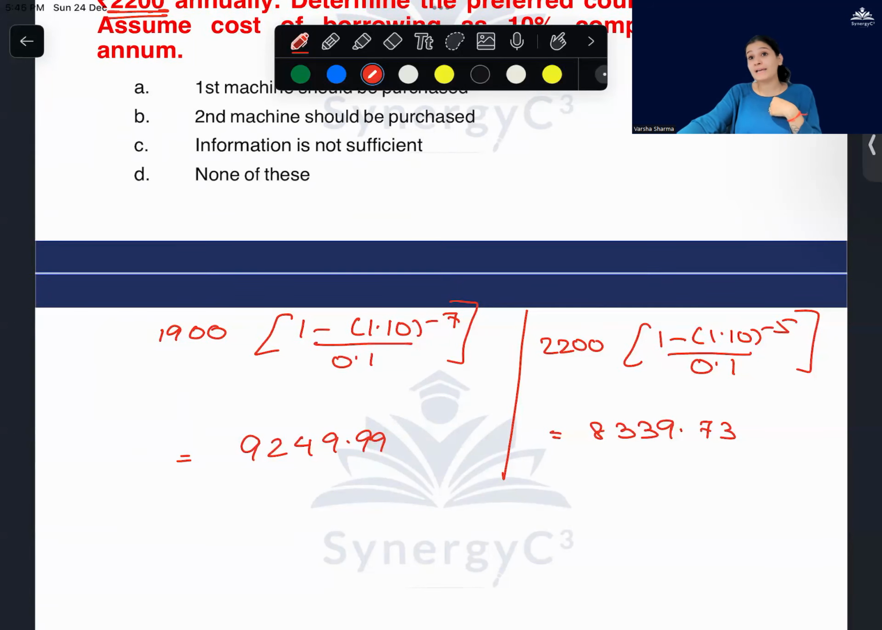The first one, from my pocket, 10,000 is going. And in the second case, from my pocket, only 8,000 is going. So which one is better? The second one. Understood? Done?